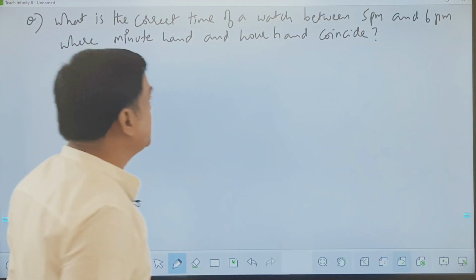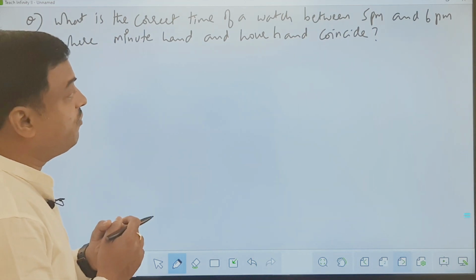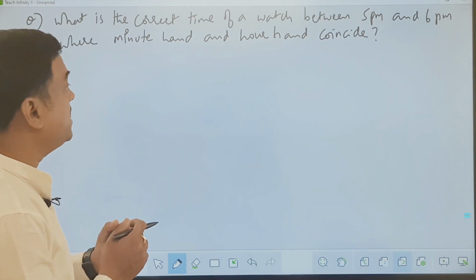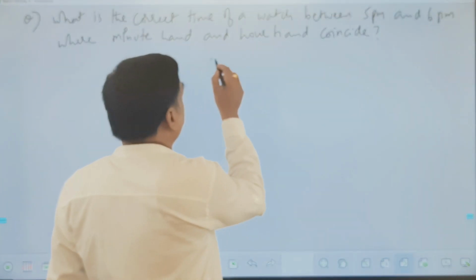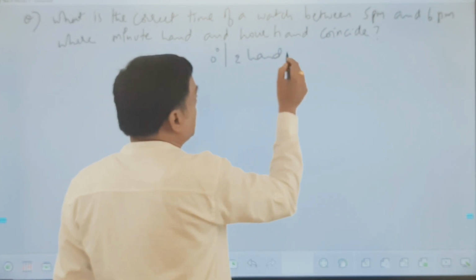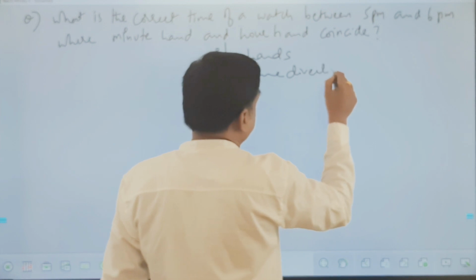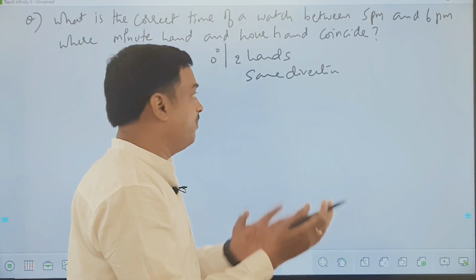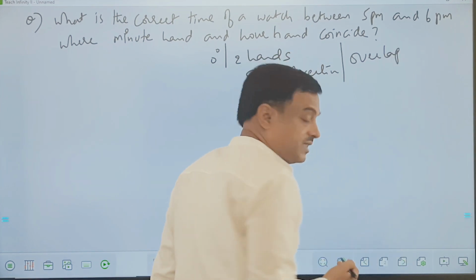So let us see the next question, friends. What is the correct time of the watch between 5 and 6 where the minutes hand and the hours hand coincide? Coincide means getting an angle of 0 degrees, or two hands in the same direction. This is also called overlapping, or overlap of the hands.